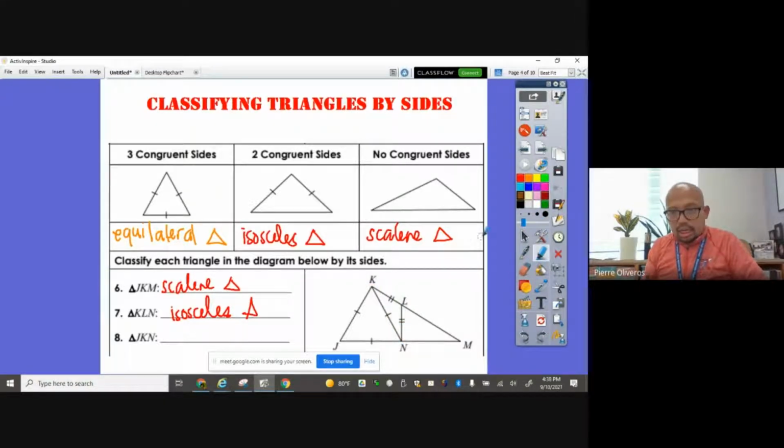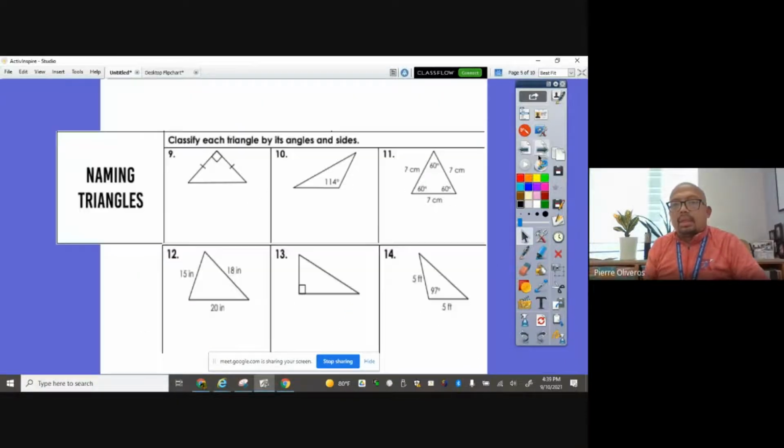Next, we have JKN. That's obvious that all the sides are equal. So therefore, that's called equilateral. Oh, sorry. That's ugly. Equilateral triangle. Okay. Next.